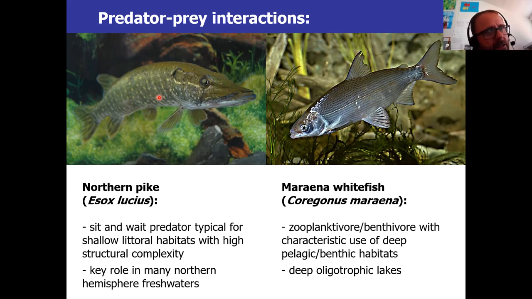But we decided still to try to manage the whitefish population, partly or mainly because the pike is a sit and wait predator that is typical for shallow littoral habitats. On the other hand, I already mentioned that the Maraena whitefish is a zooplanktivore and later benthivore, which is characterized by the use of deep pelagic and benthic habitats. So ideally, these two fish species should not meet.